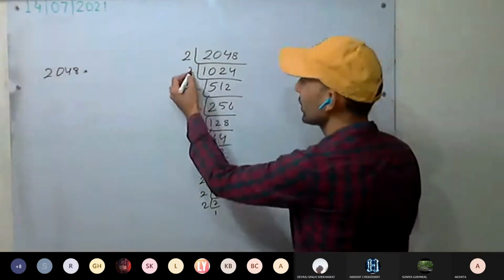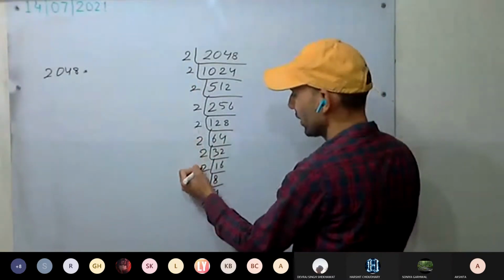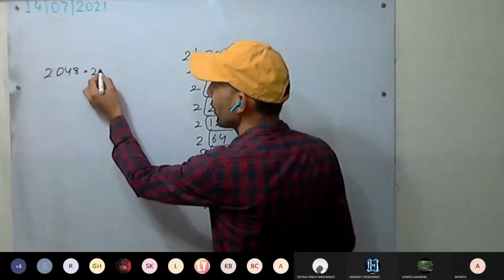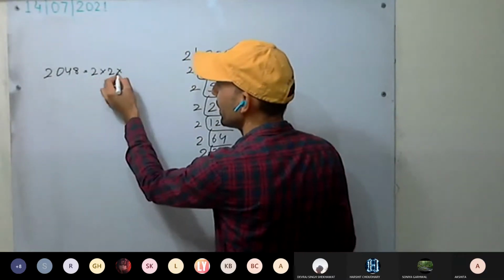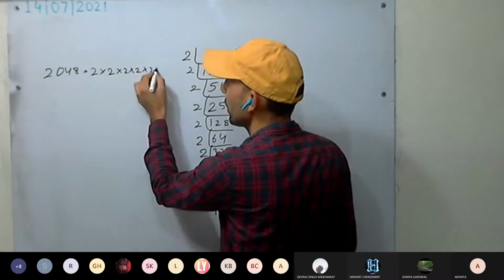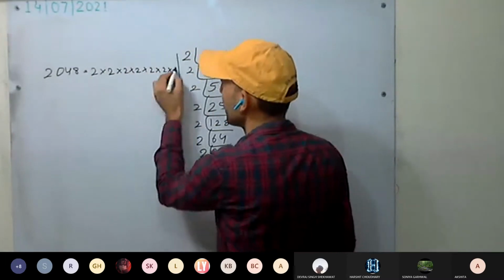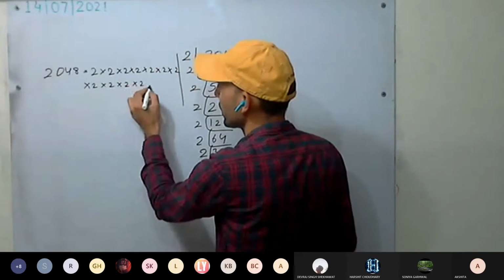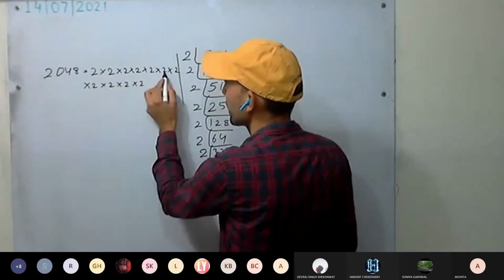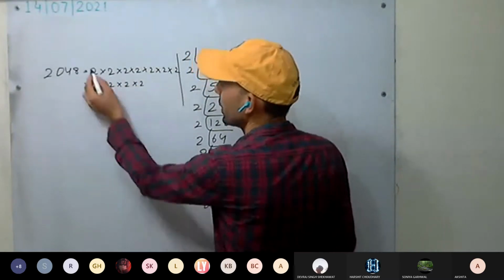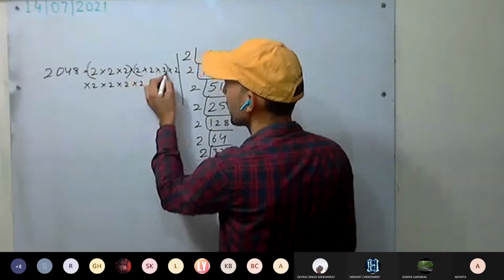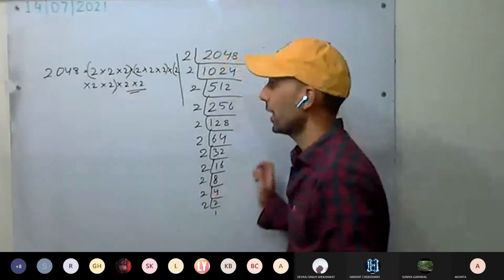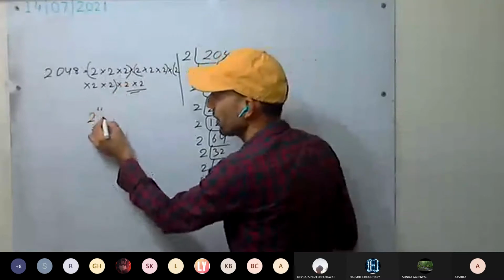Okay, how many twos? 1, 2, 3, 4, 5, 6, 7, 8, 9, 10, 11. Okay, 11 times you can write. Grouping 3, 3: this and this. As well, you can see it is 2 raised to power 11.